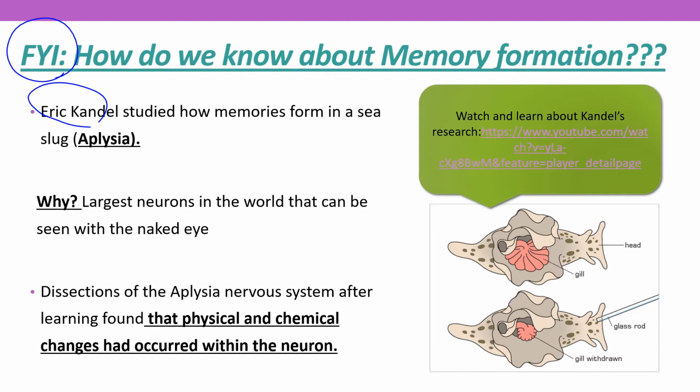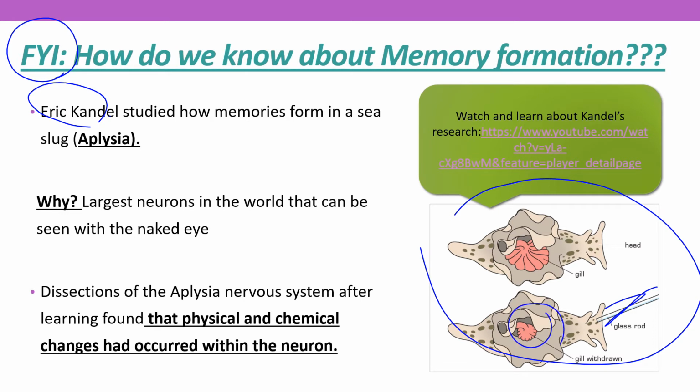You don't need a microscope. So essentially what he did was he stimulated them with a glass rod and he watched the gills, okay? If we have a look at this image down here, we can see the glass rod and we can see that when it's poked with the glass rod, it withdraws its gills. When Kandel poked the aplysia enough times with the glass rod, the aplysia learns that it wasn't a threat to the sea slug, and it left its gill unfurled.